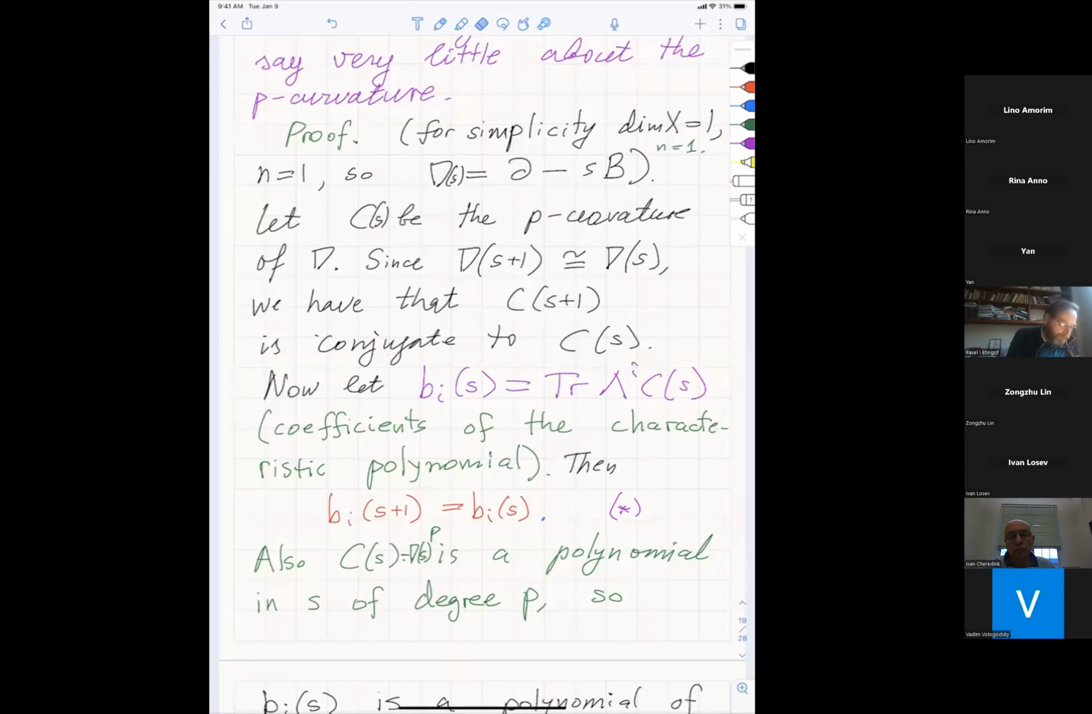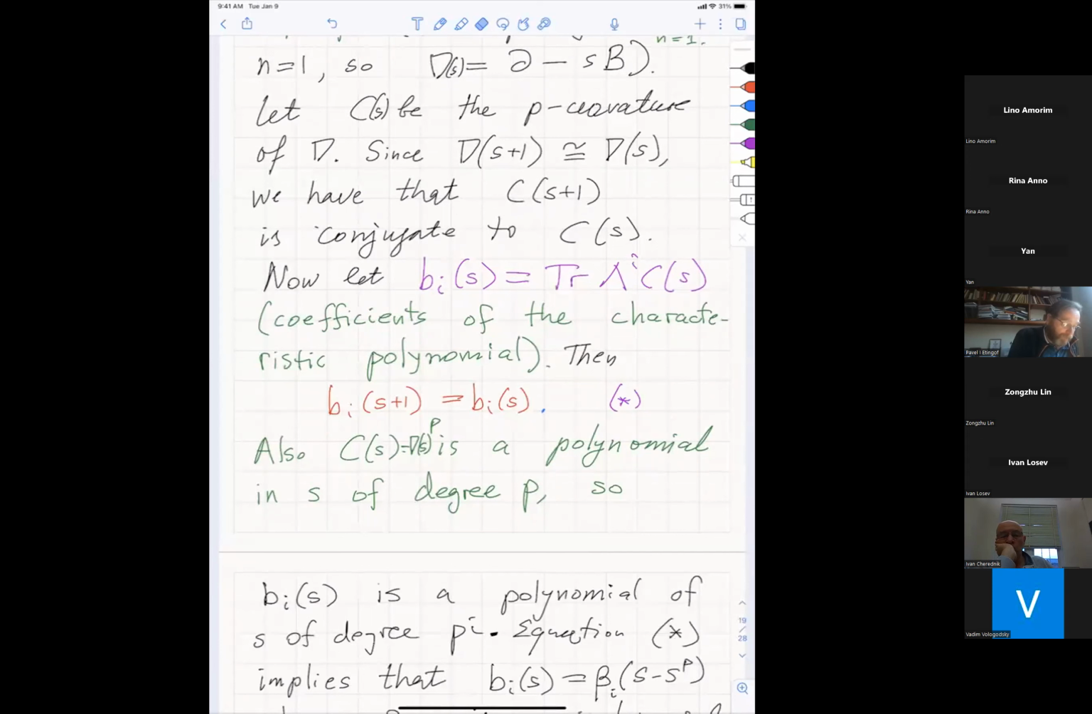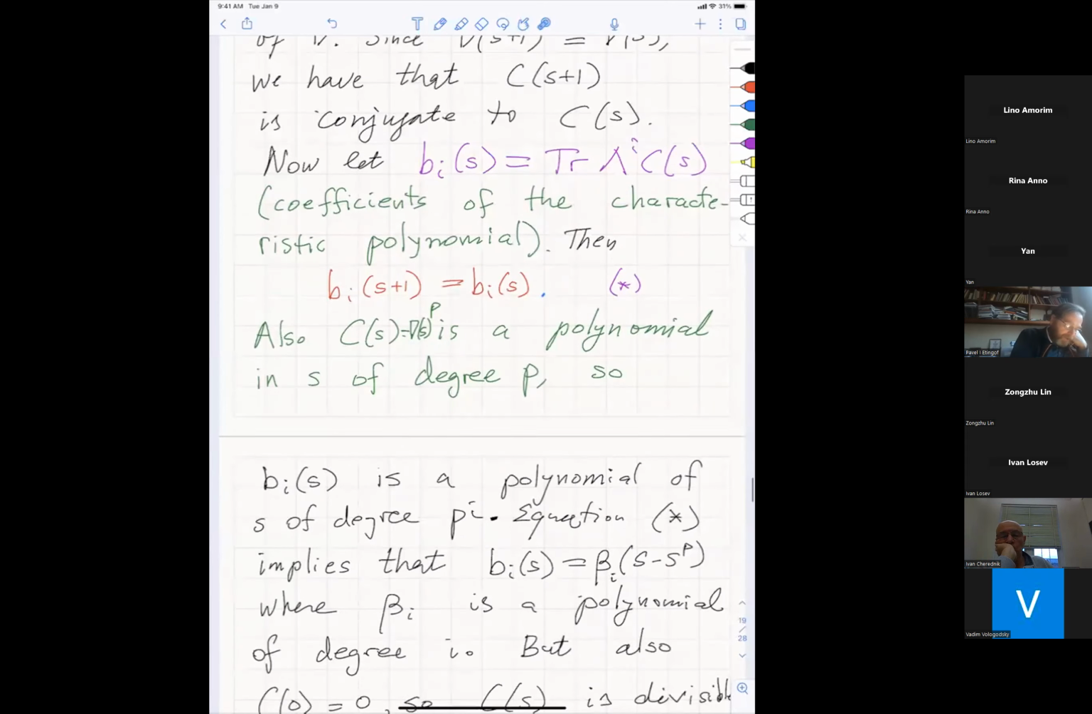Okay, so we have bi is periodic. Also, we know that this nabla of S is linear in S. So this means that nabla of S to the p, which is the p-curvature, is a polynomial in S of degree p. And this means that the coefficients of the characteristic polynomial are polynomials in S of degree p times i, where i is the number of the coefficient. So the trace of wedge to the i. But now, this equation means that if you have a polynomial in characteristic p which is periodic with period 1, it's a polynomial of the Artin-Schreier function, S minus S to the p. So bi of S, therefore, is some other polynomial, beta i, of S minus S to the p.